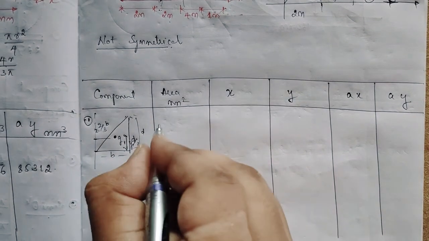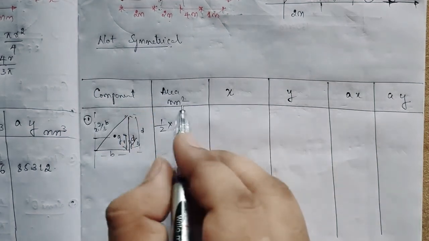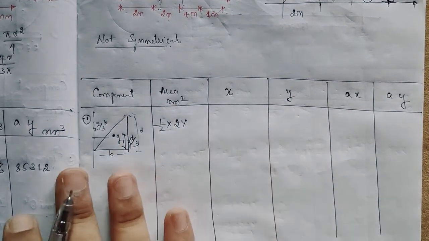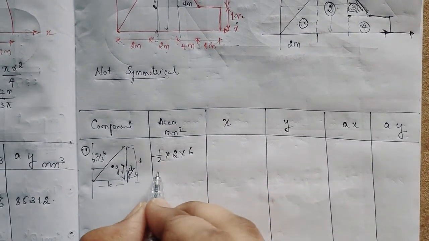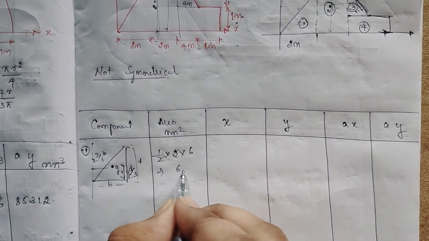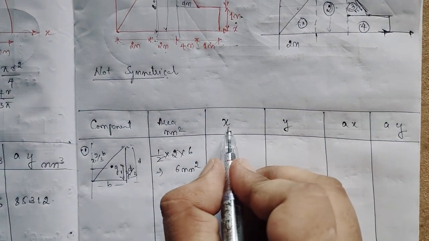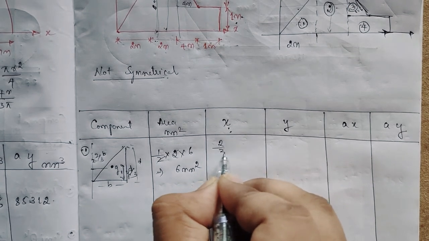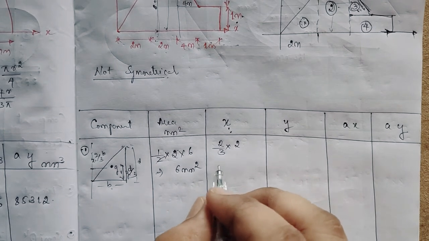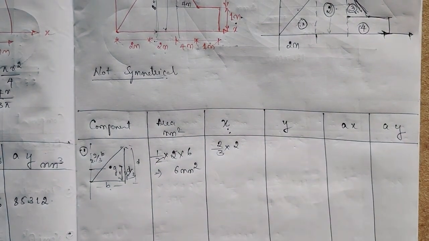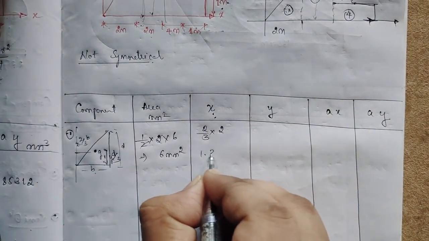What is the area? Area will be half into breadth, which is 2 meter, into the height, which is 6, so it will be 6 mm square. Now the distance of x is 2 by 3 into b. B is nothing but 2 meter, so it is 4 by 3, which is 1.33.